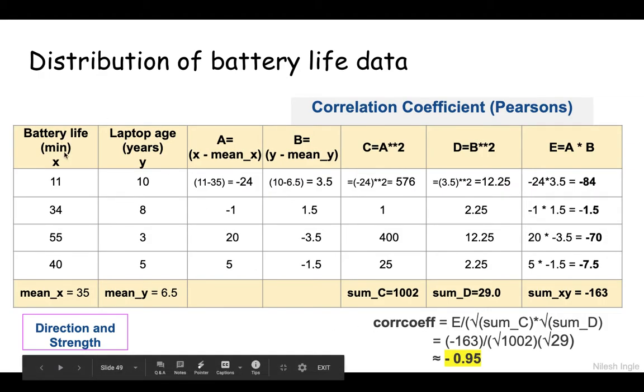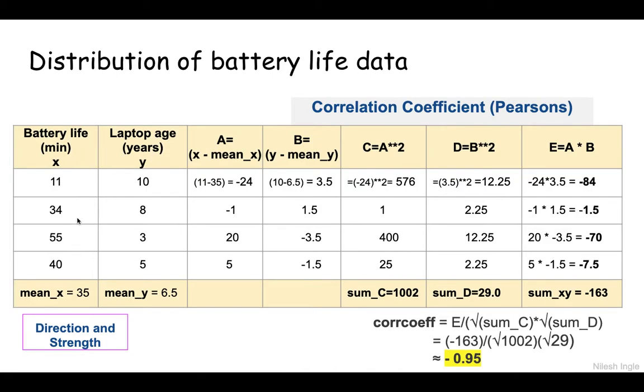So again, we have these two parameters, and four data points each: battery life and laptop age. Then as before, we take the difference of each observation from the mean, and in this case what we are going to do is square each of these and also multiply these columns here. So as you can see, A and B are multiplied here, and then C represents the square of A, and D represents the square of B.